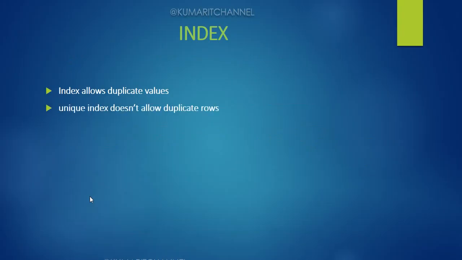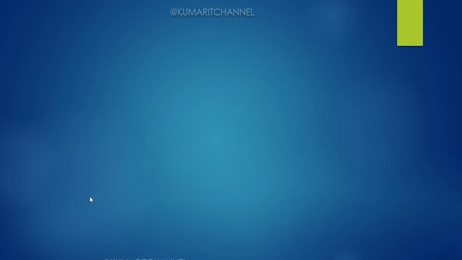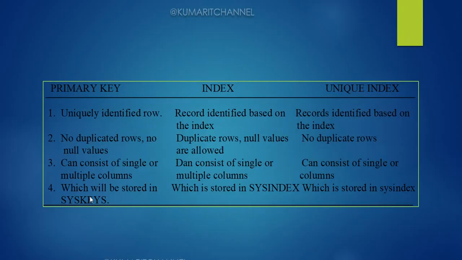An index allows duplicate values. A unique index does not allow duplicate rows. This is about the index: primary key index and unique index. So these are the differences between all the three.